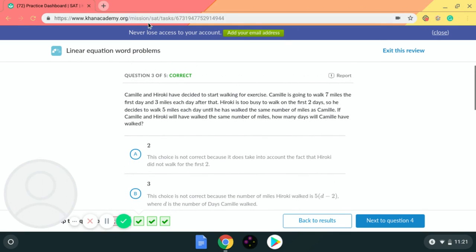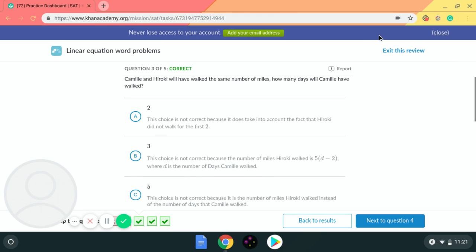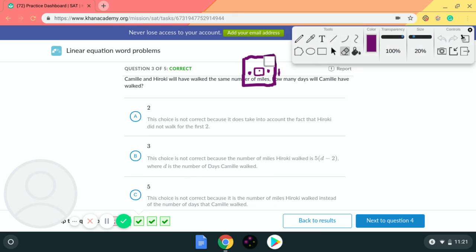So right off the bat, we're going to eliminate choice 2, because Hiroki wasn't able to walk for the first 2 days, so they can't be the same. So from now on, at this point, we're going to need to set something up to represent everything, obviously. Now, for Camille, let's start doing it for B, by the way. I don't want you to get lost or anything.